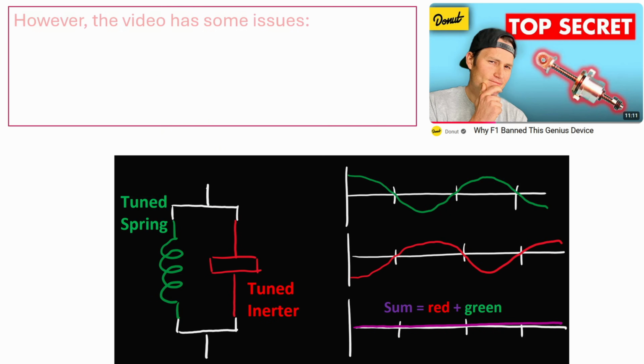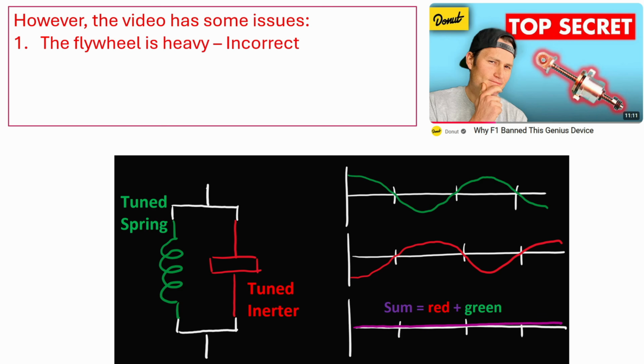However, the video also has some errors. First, the video states, and I quote, that to get rid of high amplitude oscillations, you need a big flywheel, which has a lot of mass. This is incorrect. The inertance of an inerter is controlled by the pitch of the screw thread. For instance, an inertance of 200 kilograms can be easily realized with a flywheel weighing just 0.1 kilograms.